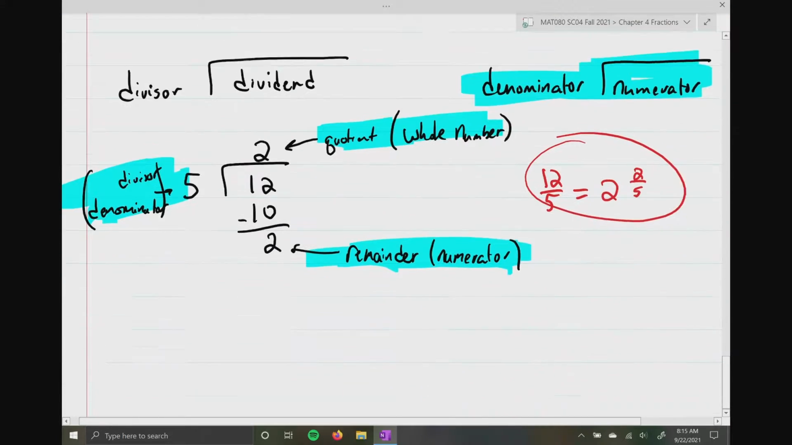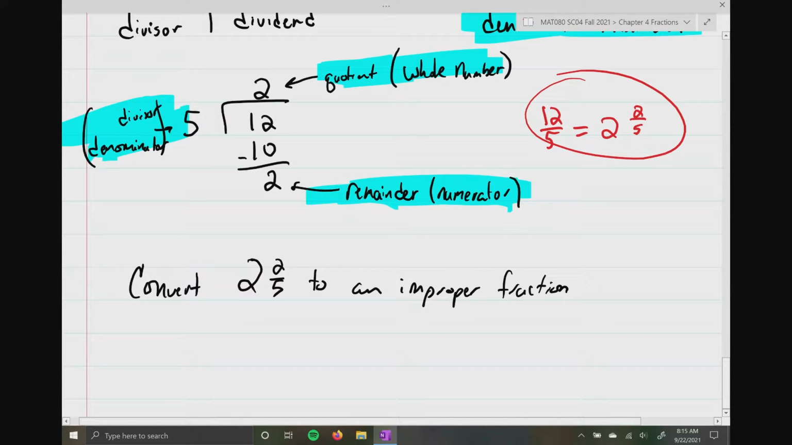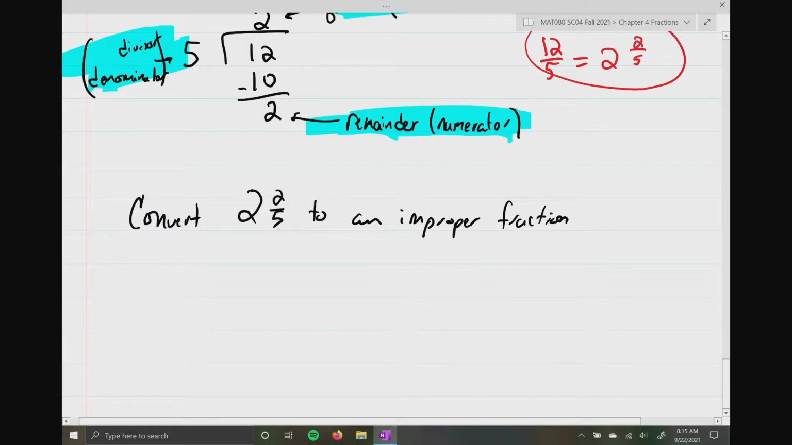So now what we're going to do is we're going to convert 2 2/5 to an improper fraction. In other words, we already know the answer. The answer to this problem is 12/5. You know that. You can see it. Now the question becomes, all right, how do we get there? Well, here's how you do it.